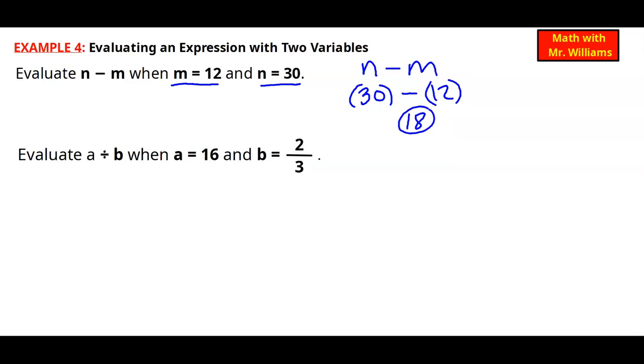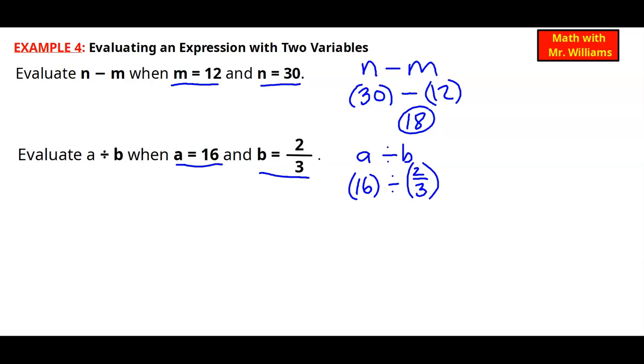All right, on to the second one. We have evaluate a divided by b when a equals 16 and b equals 2/3. All right, let's go ahead and write down our expression. A divided by b, let's do our substitution. A is 16, and b is a fraction of 2/3. All right, now let's go ahead and do our changes here. So we remember from previous lessons that we're going to use keep, change, flip. I'm going to add an extra part in here.